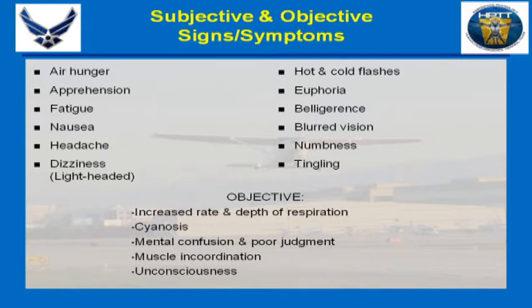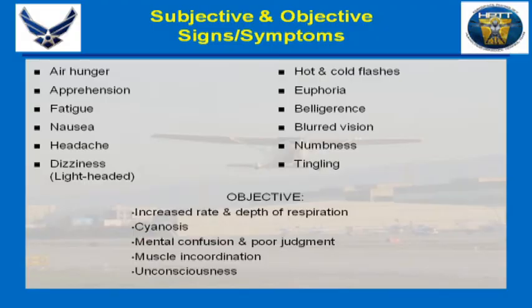Subjective symptoms that have been reported are air hunger or oxygen want, a feeling of apprehension, headache, dizziness, fatigue, nausea, hot and cold flashes, blurred vision, tunnel vision, tingling, and numbness. Euphoria and belligerence might be noticed by the subject. Objective symptoms are those symptoms that you could see in other crew members that are experiencing hypoxia during flight. Having a better understanding of these symptoms should provide a basis for recognition of the problem if it happens to you or a crew member in an aircraft.